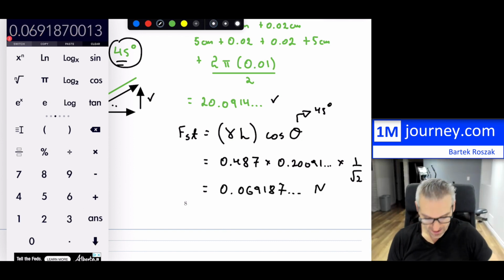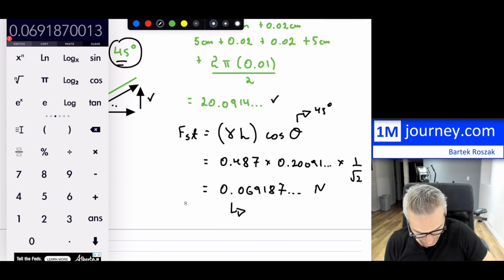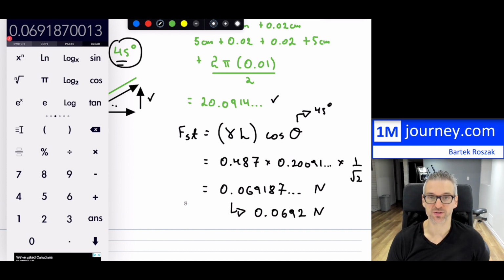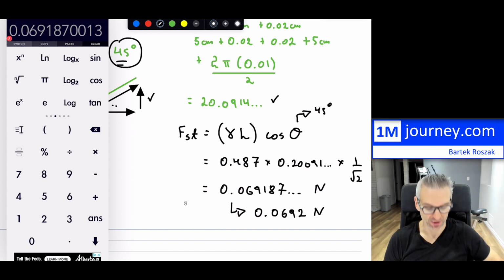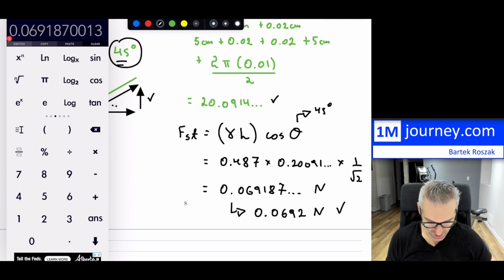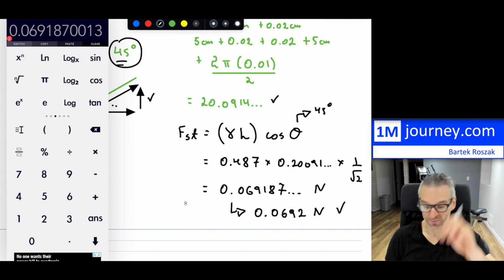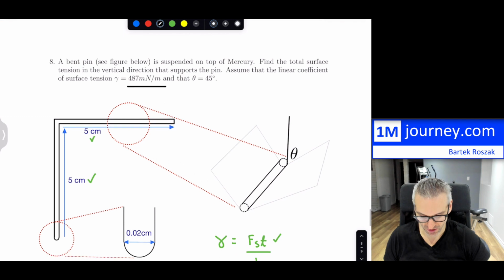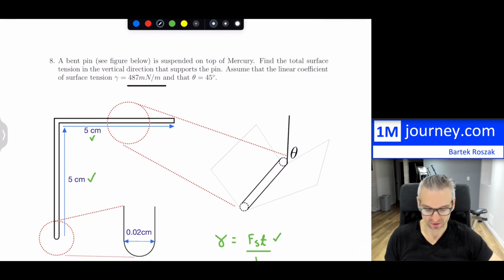All right, so there it is. It's very tiny, and of course we don't suspect that it's going to be very big because it is still a fluid. So if it's just suspended on top, you can change this if you want to millinewtons, so it'd be 69.2 millinewtons, but we'll keep it in SI units. So that is pretty much it. That's all that you would have to do with this one.